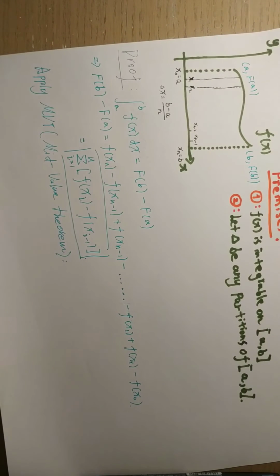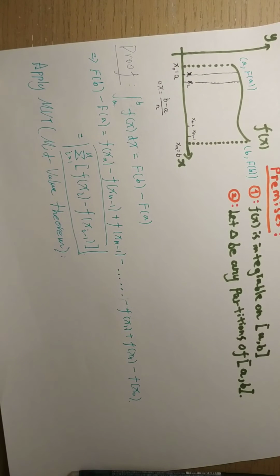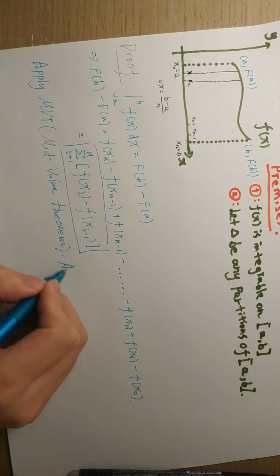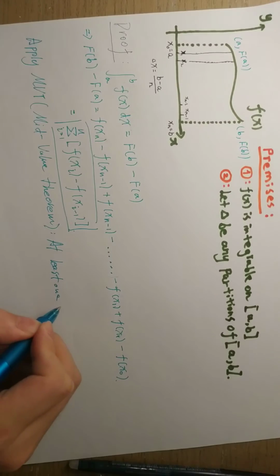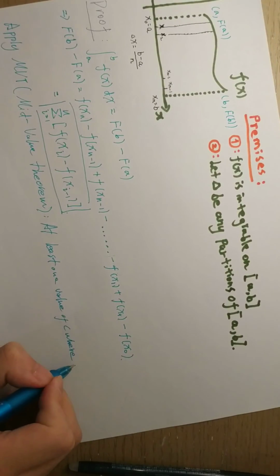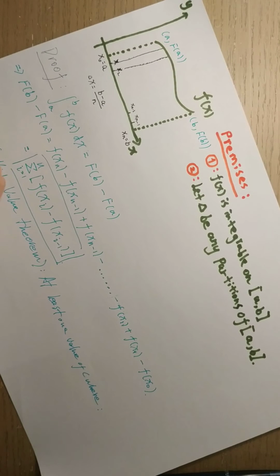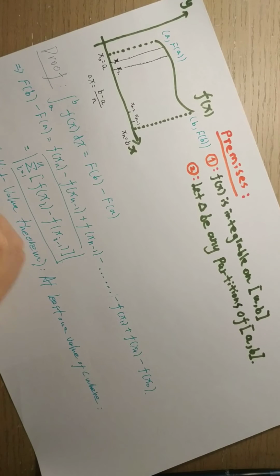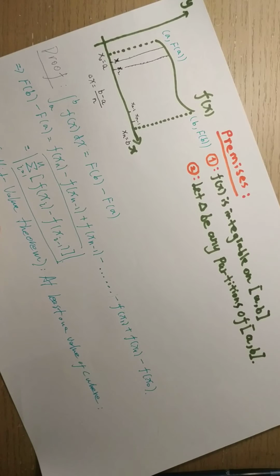This states that on each subinterval there must be at least one value of c where the derivative, which is the tangent at point c, would be equal to the secant line of the interval, divided by x i minus x i minus 1.